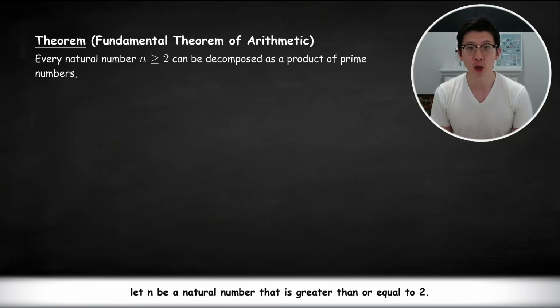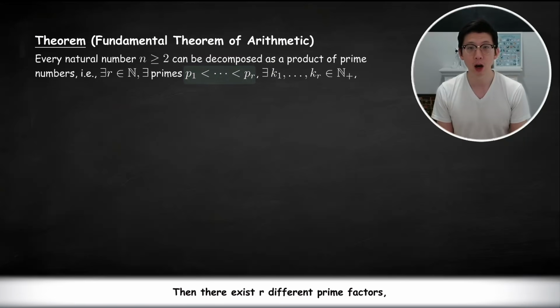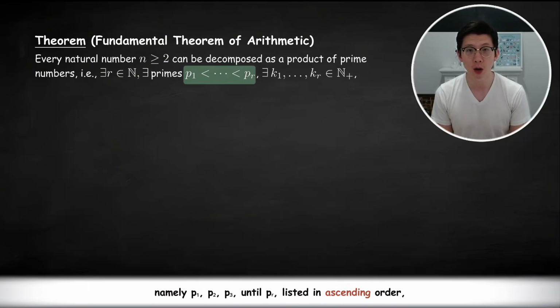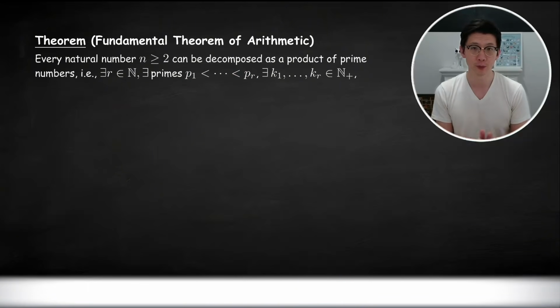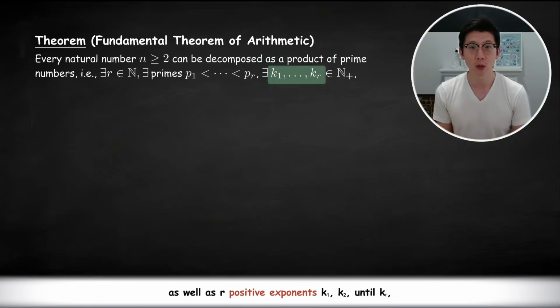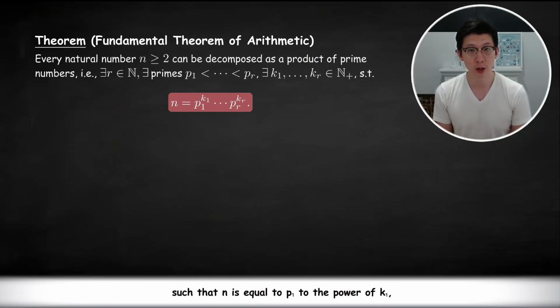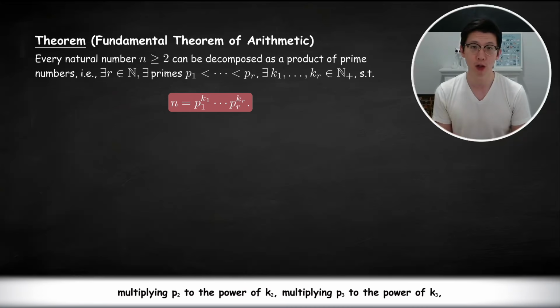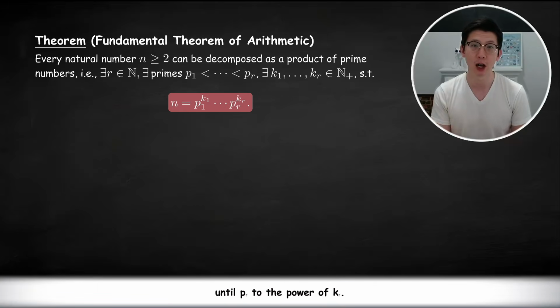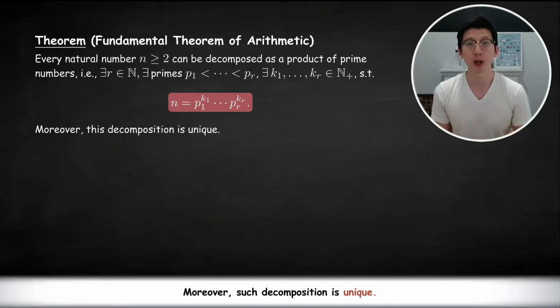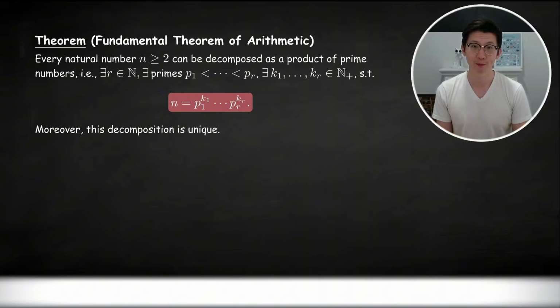Let n be a natural number that is greater than or equal to 2. Then there exist r different prime factors, namely p1, p2, p3, until pr, listed in ascending order, as well as r positive exponents k1, k2, until kr, such that n is equal to p1 to the power of k1 multiplying p2 to the power of k2 multiplying p3 to the power of k3 until pr to the power of kr. Moreover, such decomposition is unique.